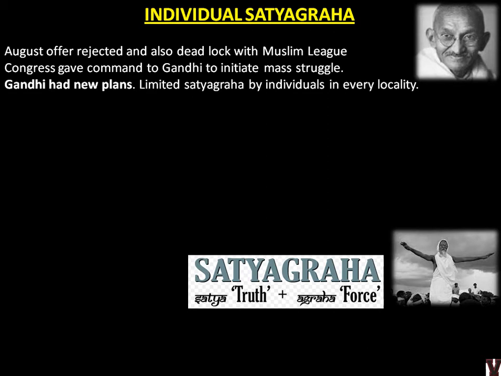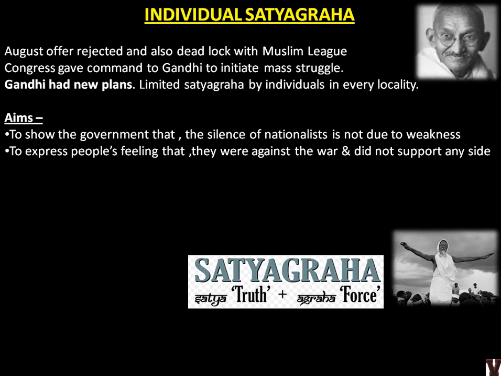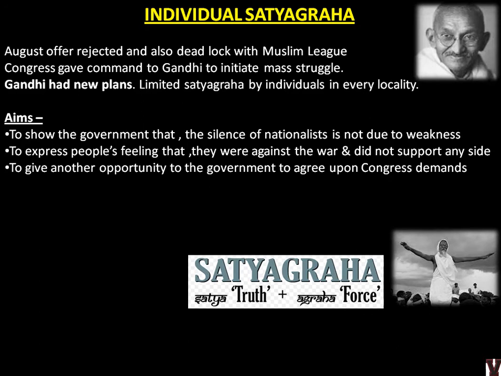Gandhi had new plans instead because he didn't want to go directly for the Quit India movement. He said limited Satyagraha should be done by individuals in every locality. He wanted individuals to do a heroic action to show the British that Indians are not weak and everyone is ready to do anything for the nation. The aim was to show the government that the silence of nationalists is not due to weakness, to express people's feelings that they were against the war and did not support any side, and to give another opportunity to the government to agree to Congress demands.